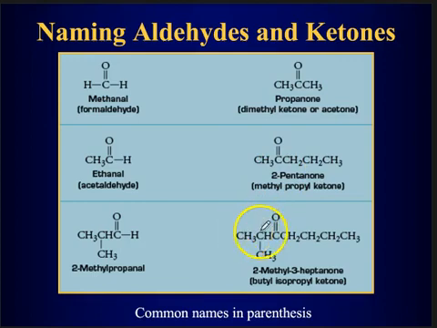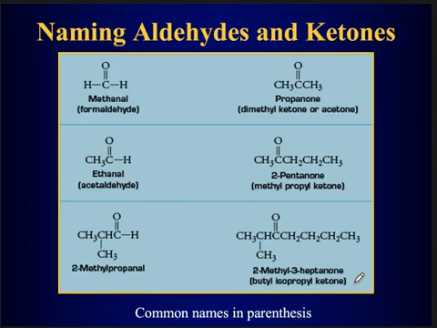For this last one, I have 1, 2, 3, 4, 5, 6, 7 carbons. On the second one, I have a methyl group, and the third carbon has that carbonyl. So 2-methyl-3-heptanone. I do have the common names under there for reference, but you do not need to know the common names. Just for summary, you need to know the common names for your ethers and your sulfides. But for everything else, we are going to be doing the IUPAC names.